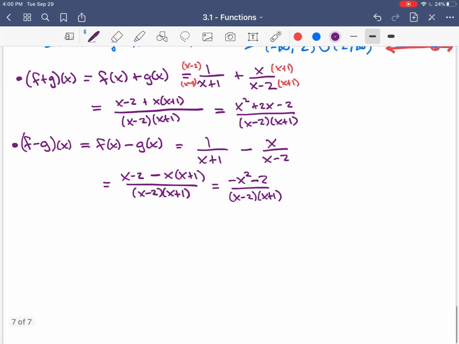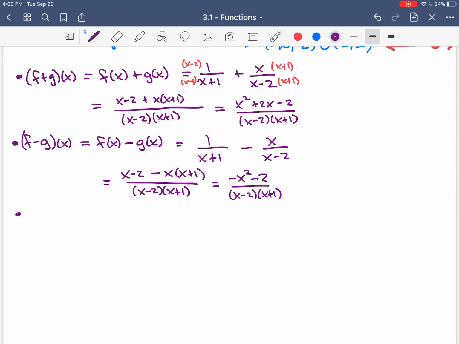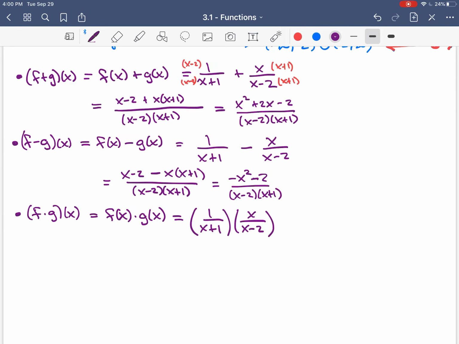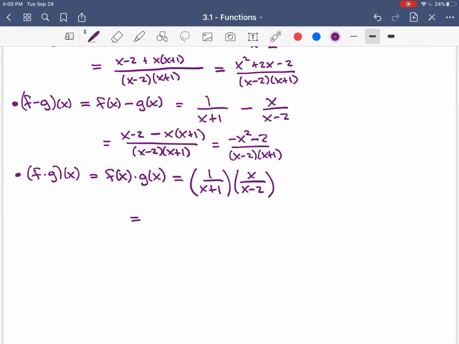Now it wants us to do f times g of x. So that's just f of x times g of x. That's going to be 1 over x plus 1 times x over x minus 2. And when you multiply fractions, you multiply straight across. So that's going to be x times 1, or just x, over x plus 1 times x minus 2.